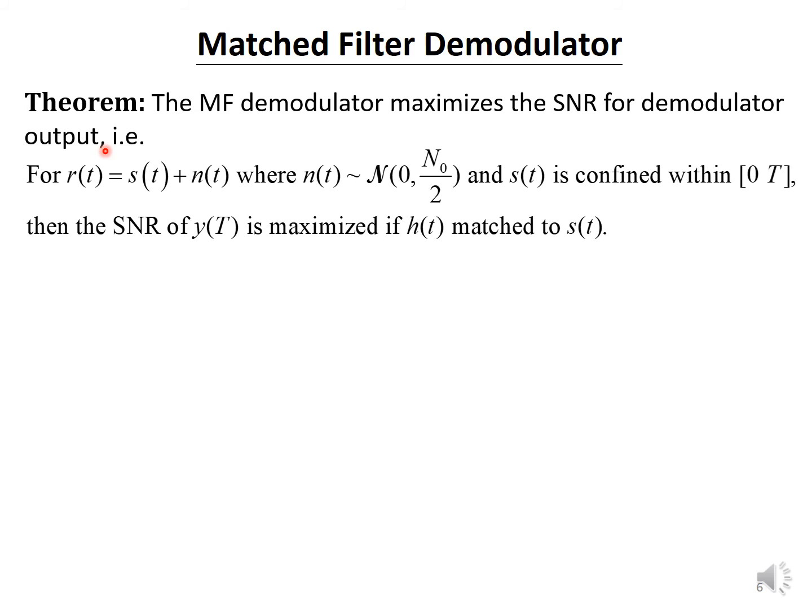MAP detector. Here we are trying to show that the matched filter demodulator will maximize the signal to noise ratio, and therefore prepare the signal that would be best for the MAP detector. Here we have the received signal r(t), equal to s(t) plus noise n(t).